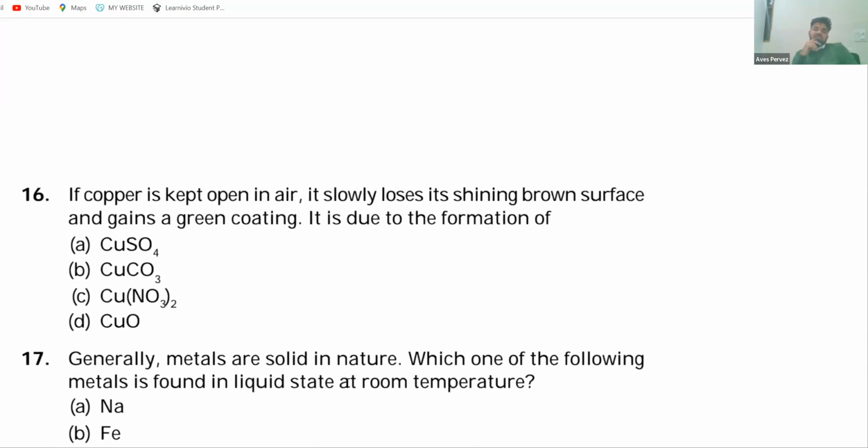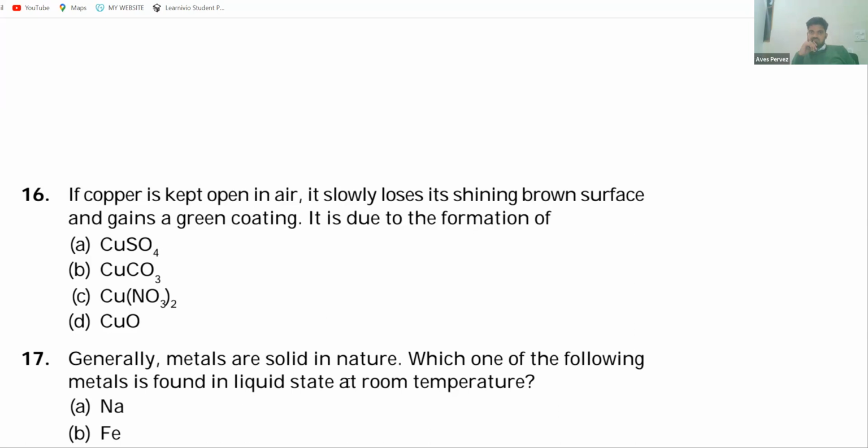Okay, question number 16. If copper is kept in open air, it slowly loses its shining brown surface and gains a green coating. It is due to the formation of... Sir, A. Copper sulfate. Copper sulfate. Yes, Hiba, what's your answer?